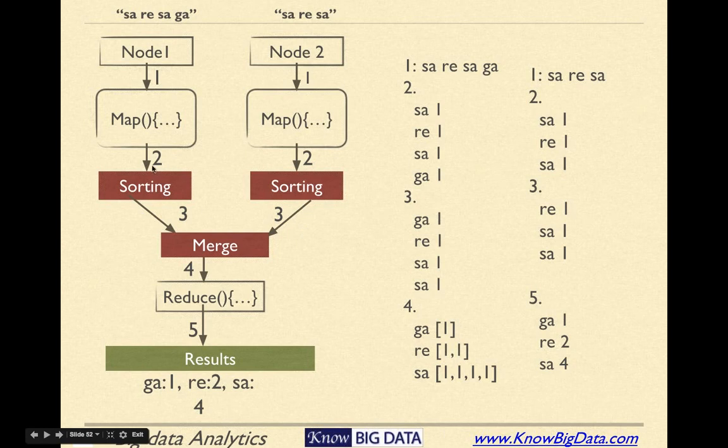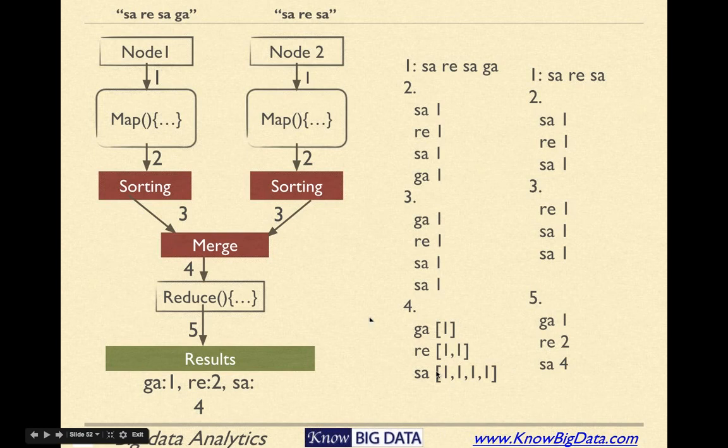Alright. Now sorting will happen on both the nodes, here as well as here. And when the merging happens, after merging, the grouping will happen.